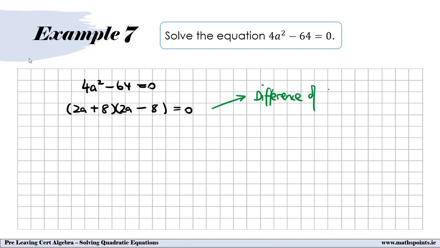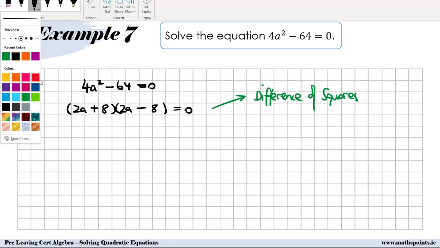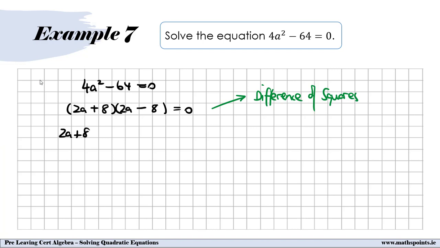And once we get our quadratic into factors, as we have done, those two brackets are its factors, we can again let each bracket equal 0. So 2a plus 8 equals 0, or 2a minus 8 equals 0. If 2a plus 8 equals 0, I'm going to subtract an 8 from both sides to give me 2a equals minus 8. And then I'm going to divide both sides by 2 to give me a equals minus 8 divided by 2, which is minus 4.